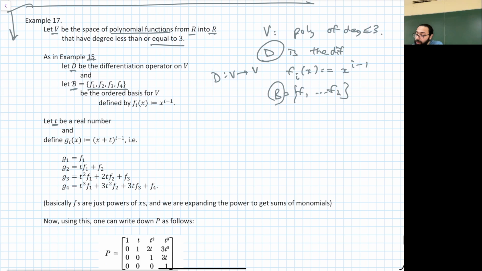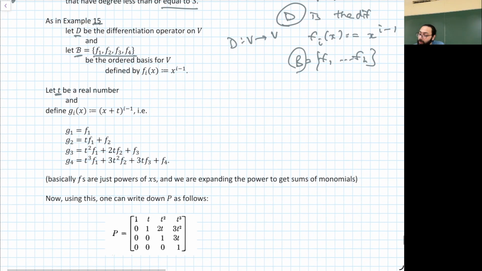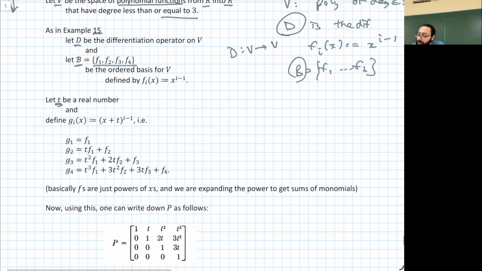Okay. So now we're going to consider a slightly different basis. So we have an operator, we have a basis. To illustrate the point, we are going to construct another basis B prime, and then we'll do the same exercise. We'll try to see how D can be expressed in the basis B and the basis B prime and how they relate. So we're going to play the same game. It says let T be a real number, and define Gi of X to be X plus T to the I minus 1. So instead of X to the I minus 1, we have X plus T to the I minus 1. Is that okay? All right.